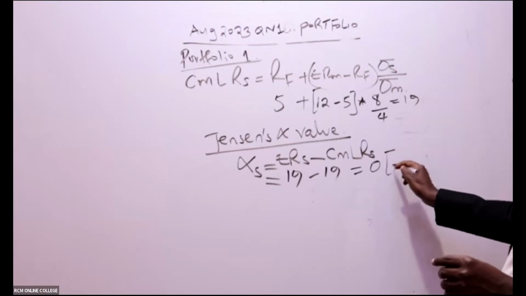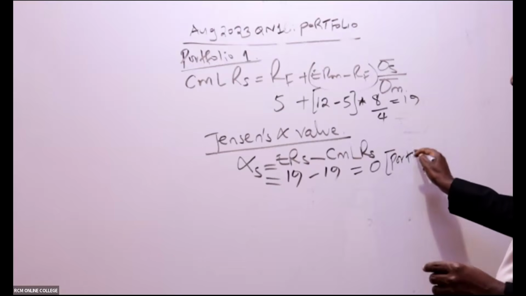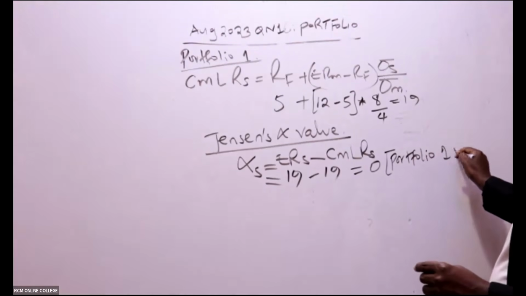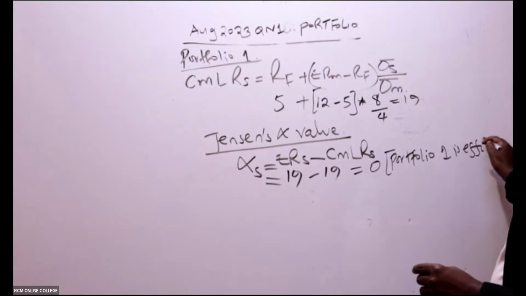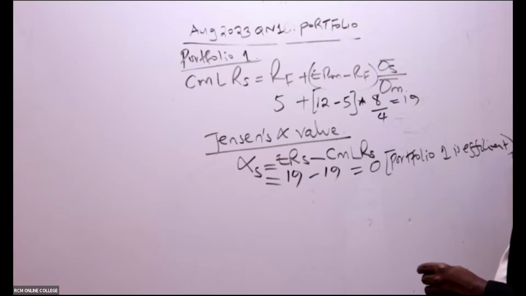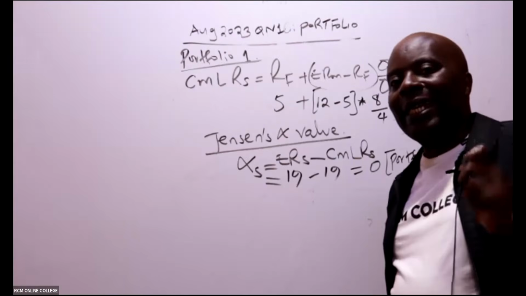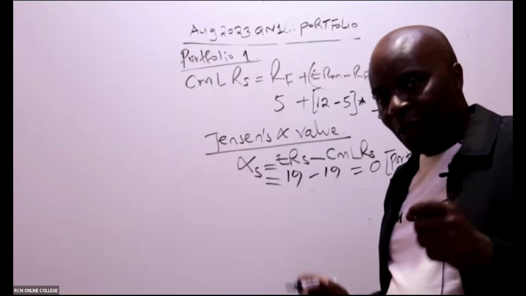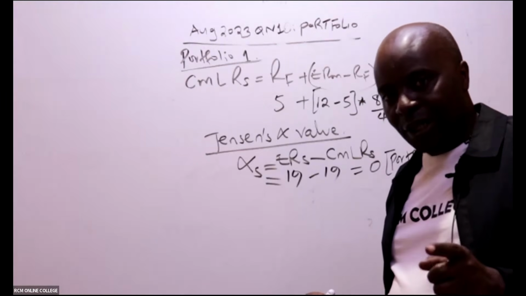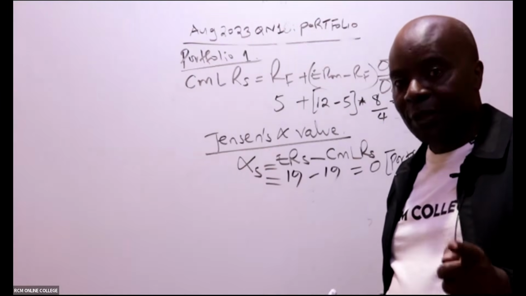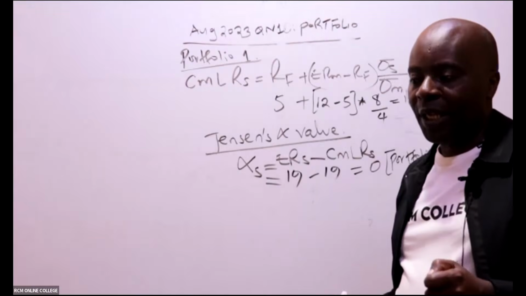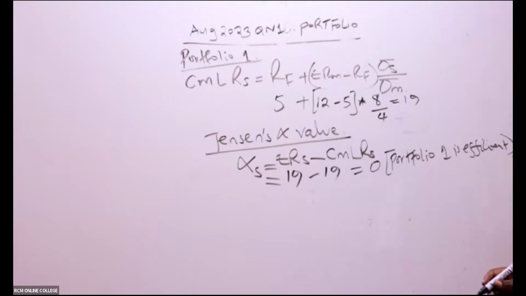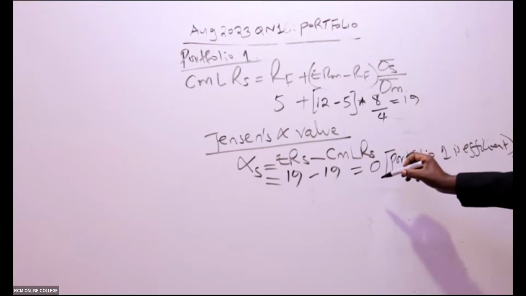So in this case here, portfolio 1 is efficient. Remember, if it's loss-making, it will be inefficient. Loss-making, if you get a negative, inefficient. And if it is profit-making, positive, then we talk of super efficiency, like that. All right. So this is efficient or properly valued.